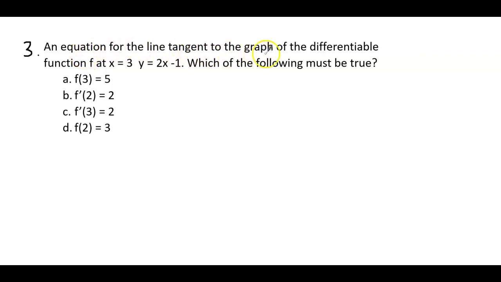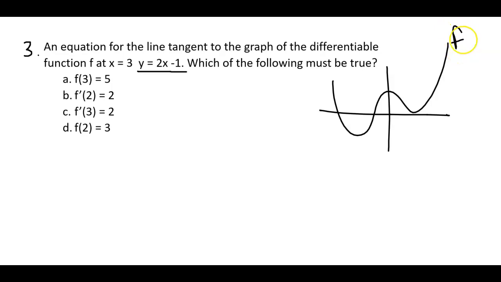An equation for the line tangent to the differentiable function f at x equals 3 is this. So this is the tangent line to some function. You don't have to draw this, but let's just say that this is the graph of f, and I've got a tangent line at x equals 3, so it'll look something like that. Which of the following must be true?